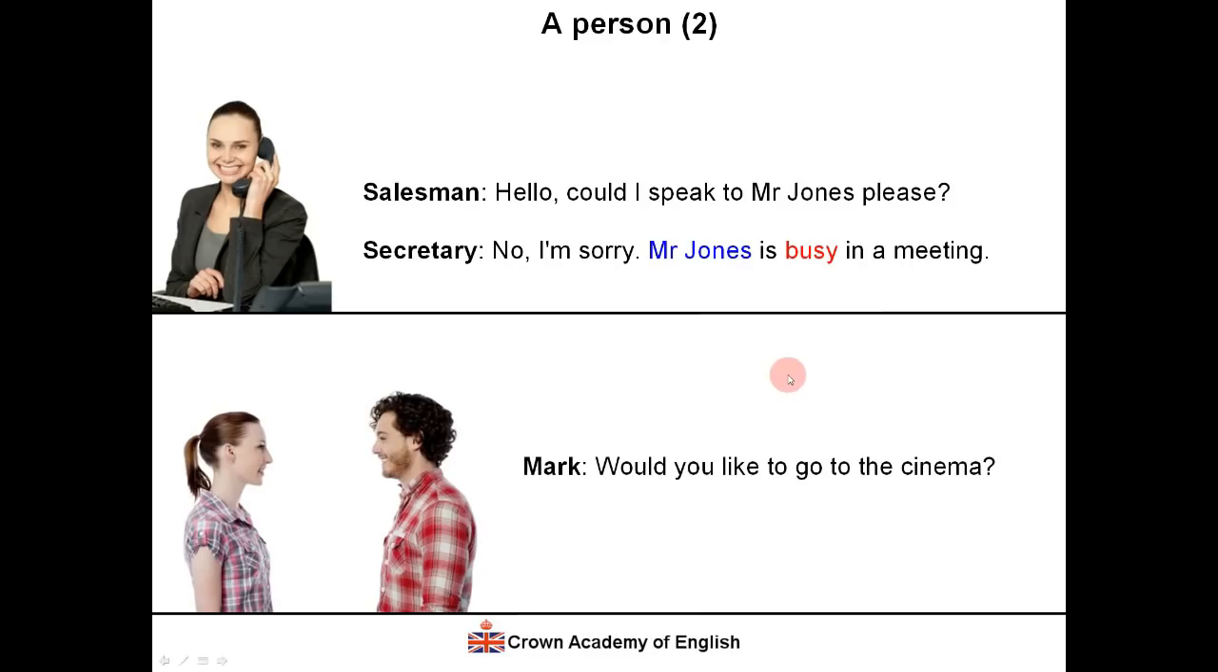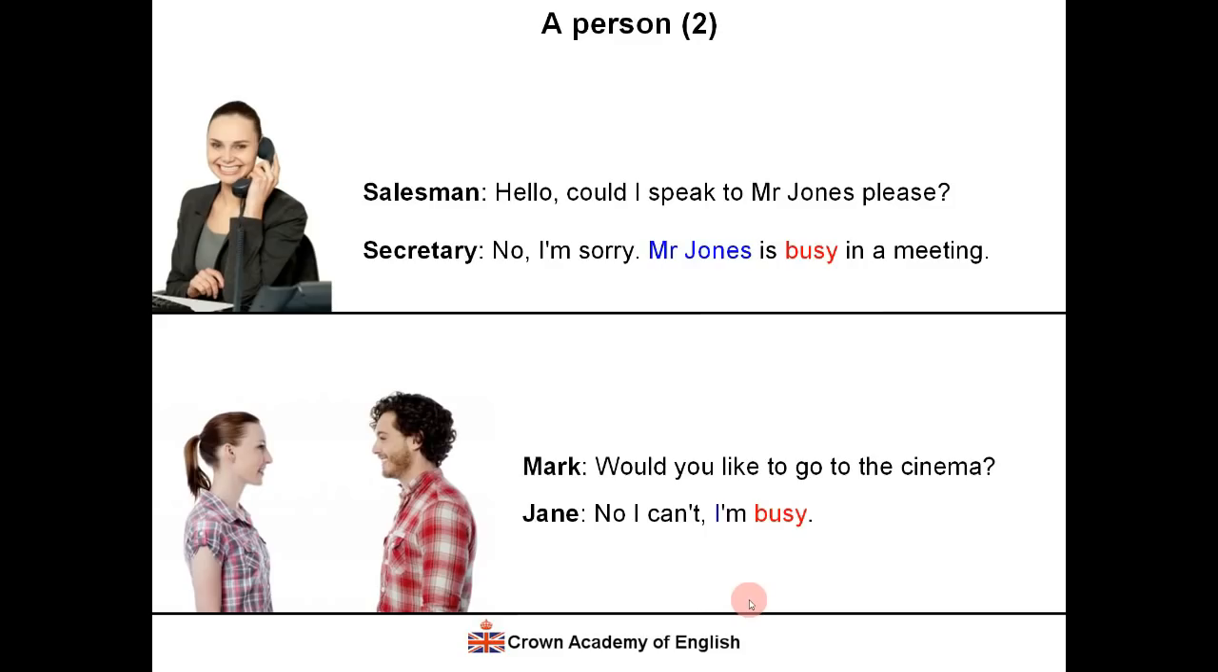Mark asks, "Would you like to go to the cinema?" And Jane replies, "No, I can't. I'm busy." So I, this is the noun, the person, I am busy. So here, Jane is simply giving an excuse. She doesn't want to go to the cinema with Mark. And so she simply replies, I am busy. I am not available. I'm occupied. I have another activity.